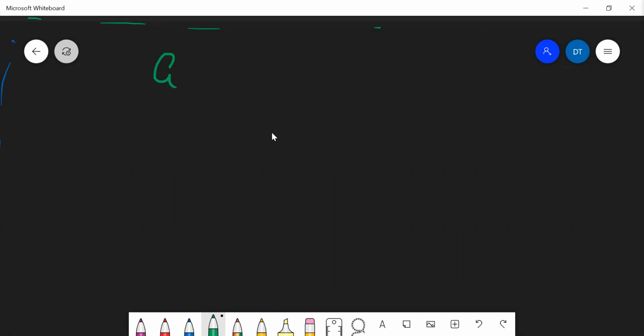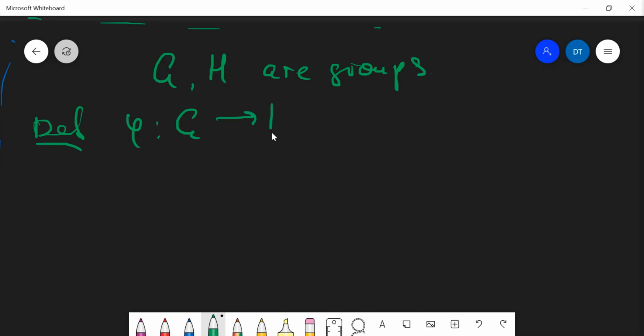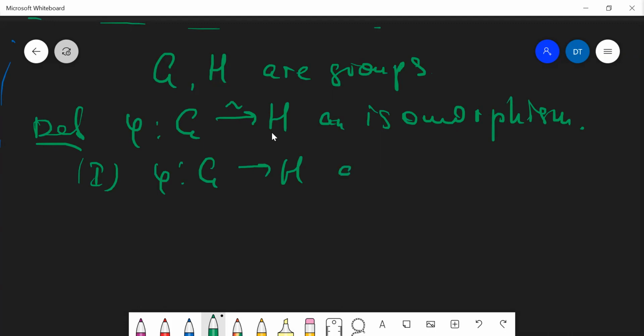So suppose we have two groups, G and H. Then I want to define an isomorphism. I will denote it like this, an isomorphism. So an isomorphism is a map. So it's like a homomorphism, it's just a map. But it must preserve the operation, and it must be bijective. So it preserves the operation.